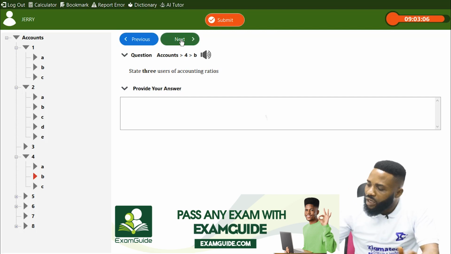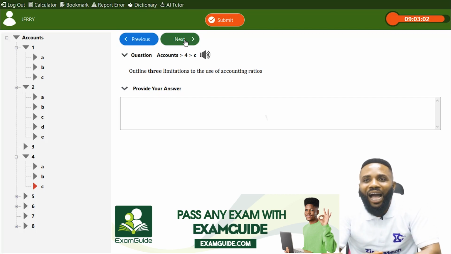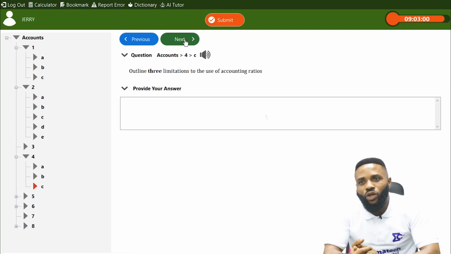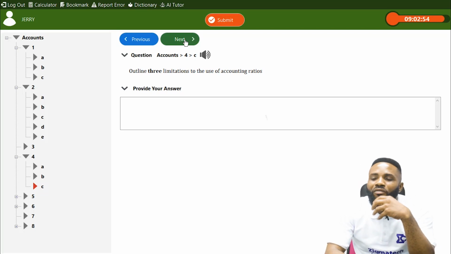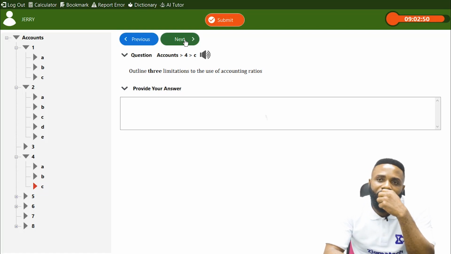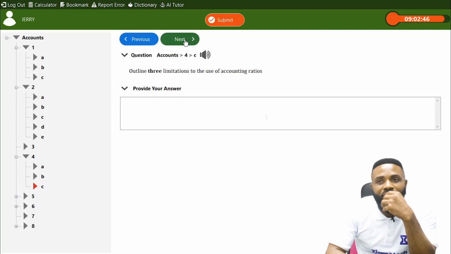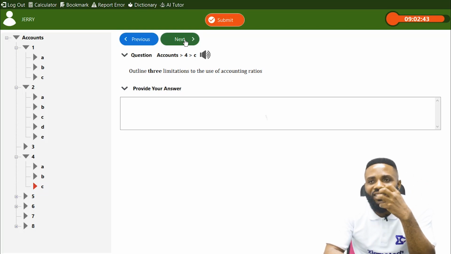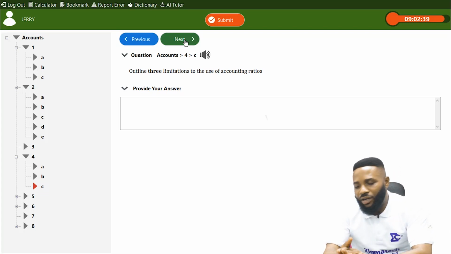And then, let's look at question 4C. Outline 3 limitations to the use of accounting ratio. Now, having looked at accounting ratio, having studied the importance, the need for accounting ratios, what are the limitations? What are the impediments? What are those things that can serve as a challenge when we are adopting accounting ratio?